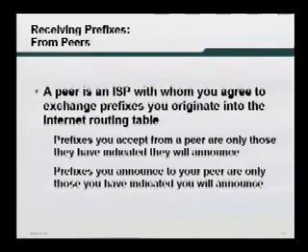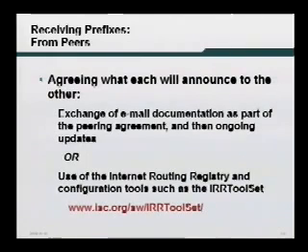A peer is an ISP with whom you agree to exchange prefixes you originate into the internet routing table. Prefixes you accept from a peer are only those they have indicated they will announce. Prefixes you announce to your peer are only those you've indicated you will announce. So you give them a list of prefixes you're going to send, and they give you a list of prefixes they will send to you, and you configure your routers to accept those prefixes.